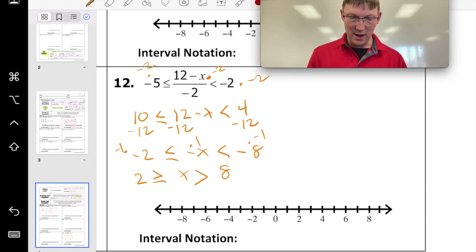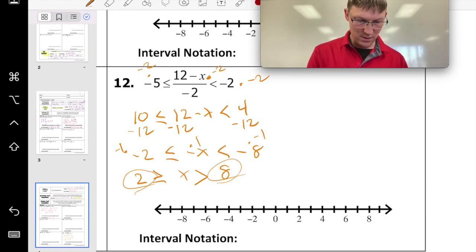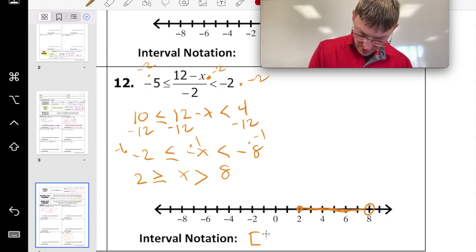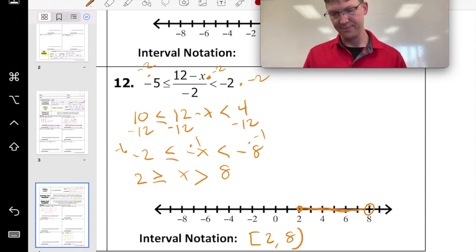So then to graph it out, find the 2, find the 8. 2 is a solid dot because it's a greater than or equal to. 8 is an open dot. And then we connect the 2 in between. Interval notation is 2 to 8. Done. How exciting.